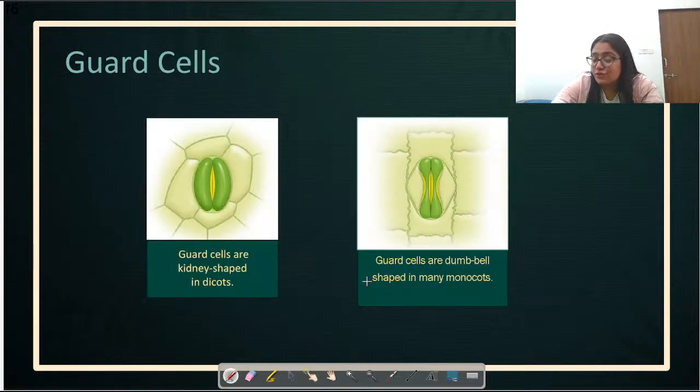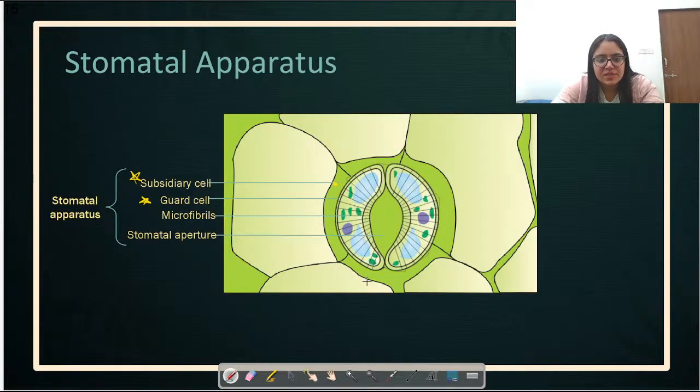Next. So as I was telling you, please note, students, stomatal apparatus means all these things, right? So do not forget, microfibrils are not a separate thing. Microfibrils are radially oriented in the cell wall of the guard cell. I repeat myself, students. Subsidiary cells, guard cells and the stomatal aperture make up the stomatal apparatus, and microfibrils are not present separately. They are incorporated within the cell wall of the guard cells, where they are radially oriented.